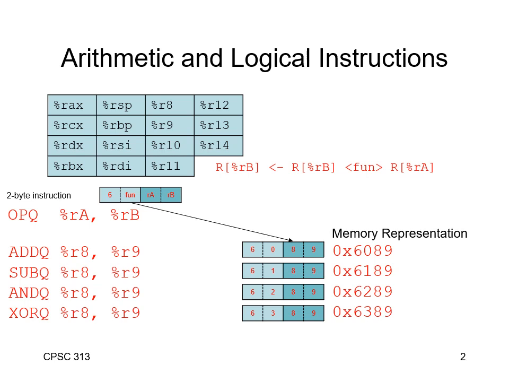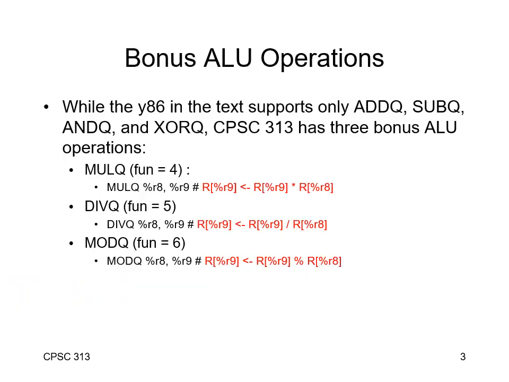Because these are 2-byte instructions, the memory representation is easy to just read out of the byte pattern. Now, here's the big surprise. On the y86, we're going to give you some bonus operations. In addition to the 4 operations on the previous slide, we also support multiplication, division, and modulo. Multiplication, like AND, add, and XOR, the order of the operands doesn't matter. However, for divq and modq, it's important to remember that the result goes in RB, and it's RB div RA or RB mod RA.